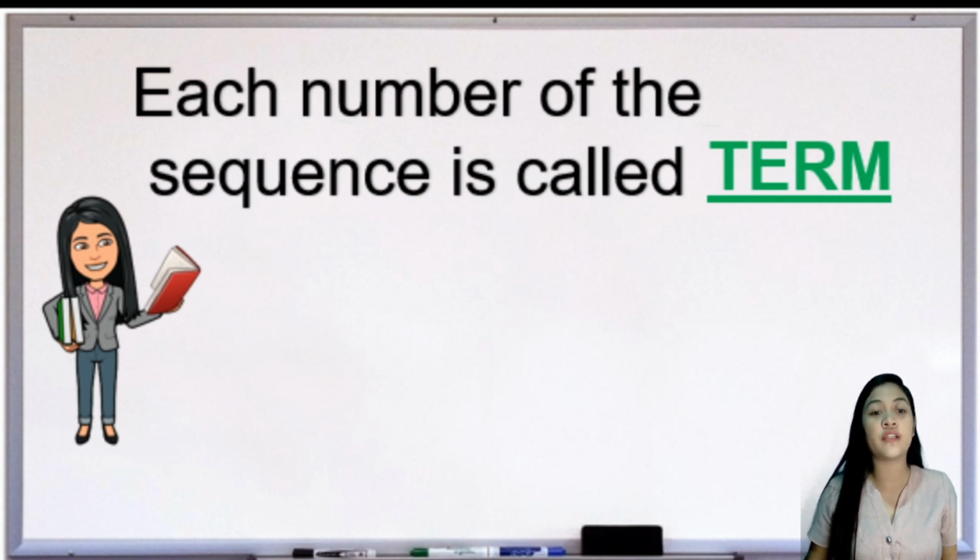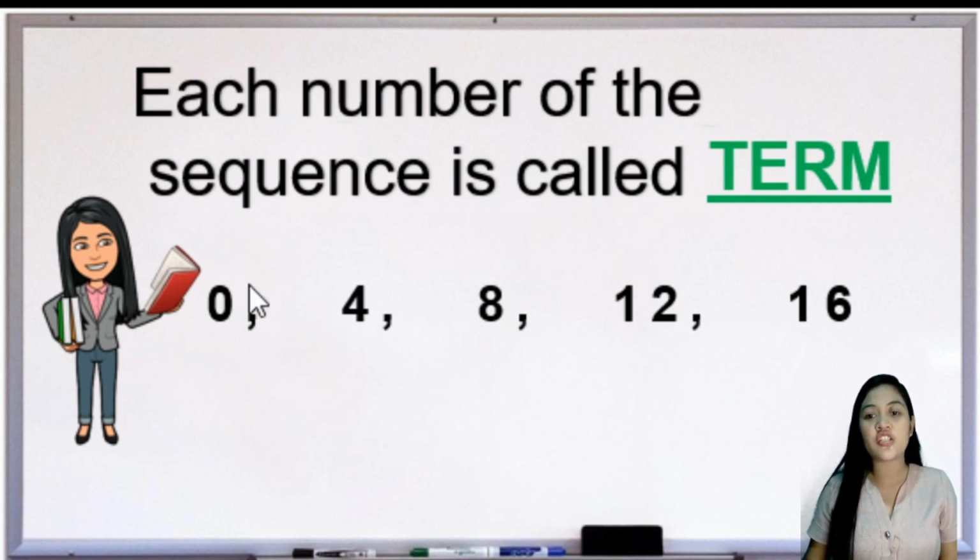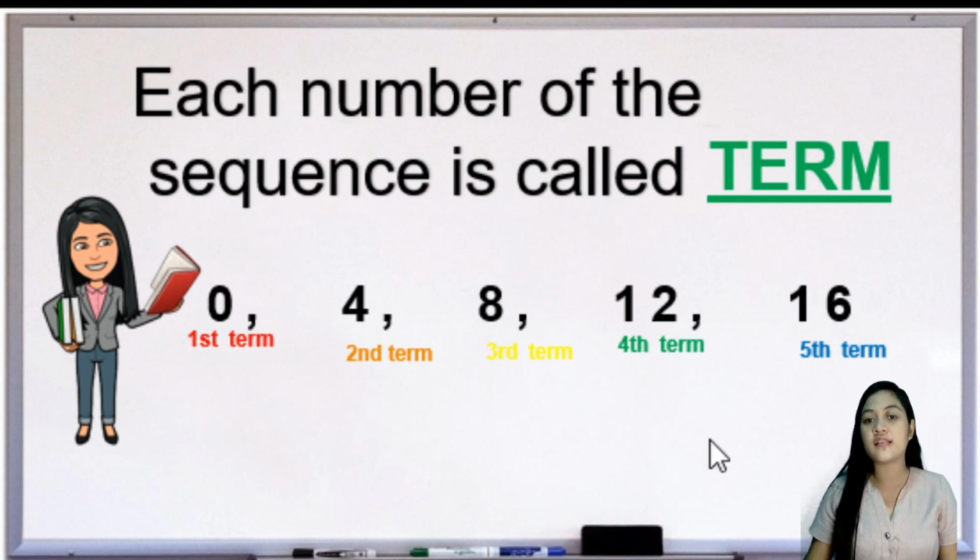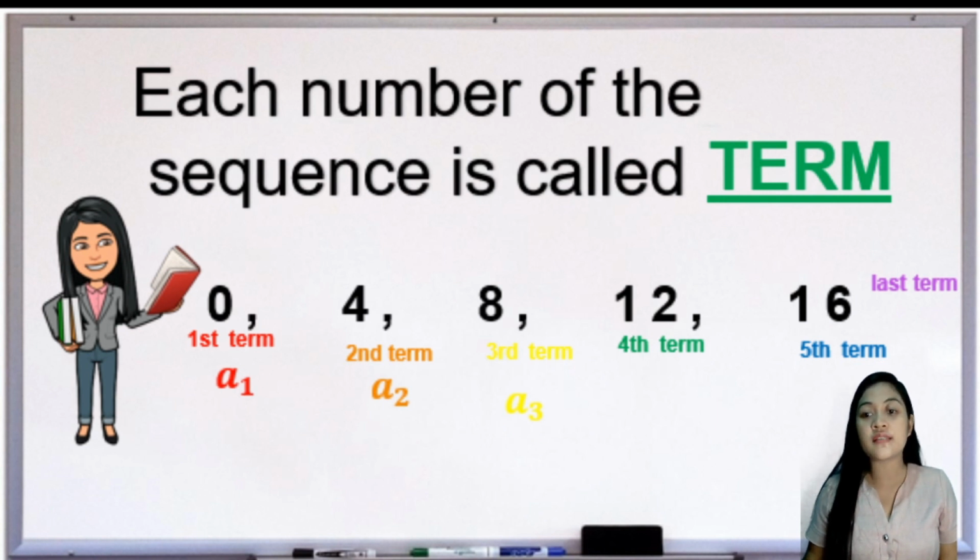Like for example, for this given sequence, we have 0, 4, 8, 12, 16, wherein each of these numbers is called term. The first term is 0, 4 will be the second term, 8 is the third term, 12 is the fourth term, and 16 is the fifth term, wherein 16 is the last term. We can also write first term as a sub 1, second term as a sub 2, third term as a sub 3, fourth term as a sub 4, and the fifth term will be a sub 5.